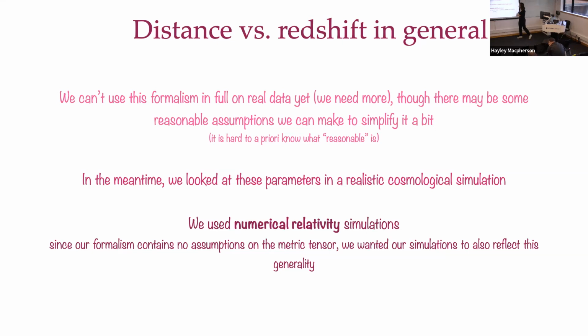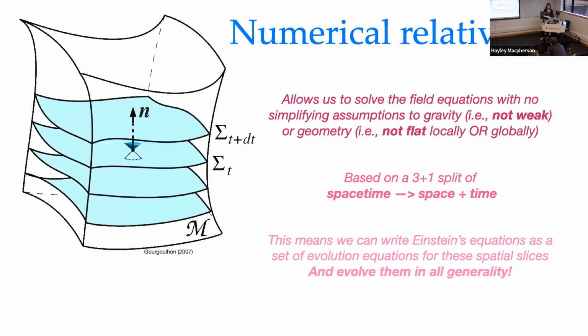To do that, we calculated them in a realistic cosmological simulation. Because of the lovely generality of this formalism, we wanted to maintain that as much as possible in our simulations. For that reason, we use numerical relativity, so that we can maintain these minimal assumptions on the metric tensor, although we do assume general relativity in this case. Numerical relativity is a numerical method to solve Einstein's equations exactly without making assumptions on the physical qualities of the metric. This allows us to not make any assumptions about weak gravity, for example, or to assume that our geometry is flat locally or globally.